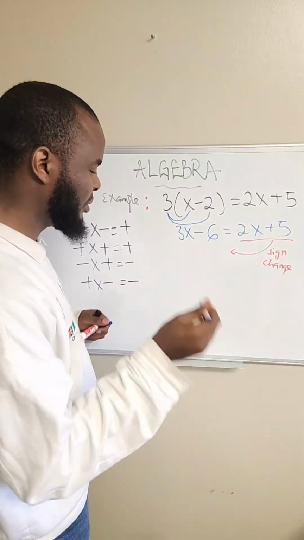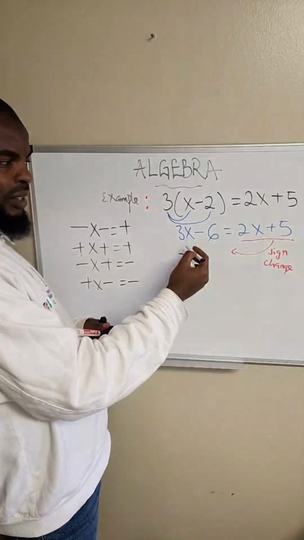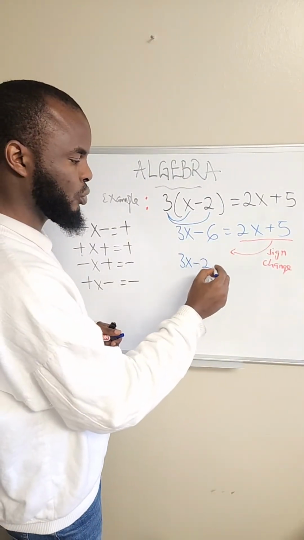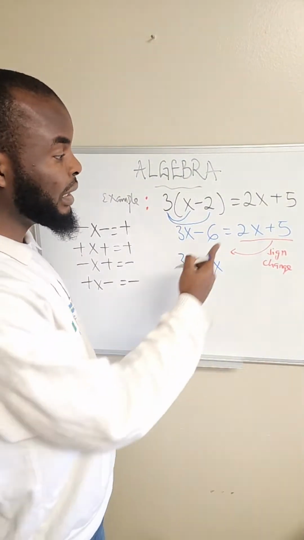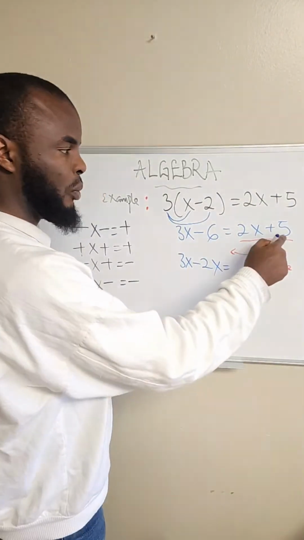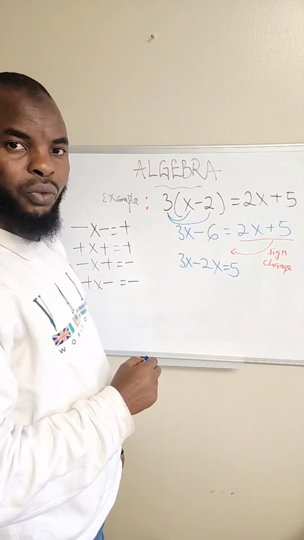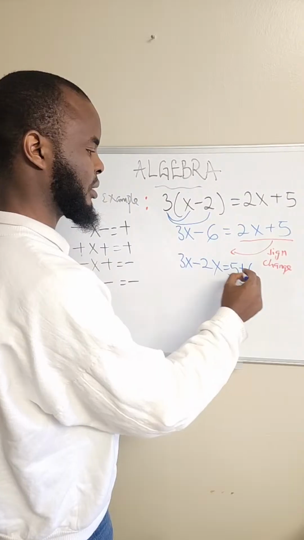So here we have 3x. If you want to move 2x to this left side, it's going to be negative 2x. You can see the sign changes from positive to negative. Equal to, here we have 5. If minus 6 is going to the other side, you're going to have what? Plus 6.